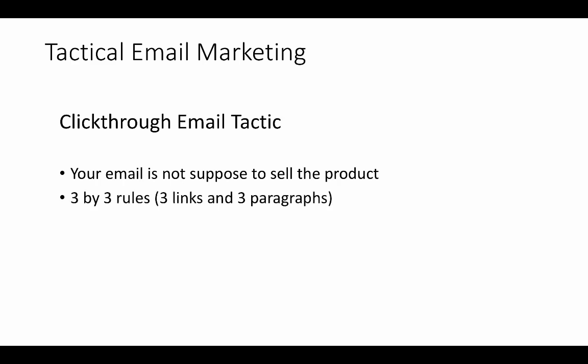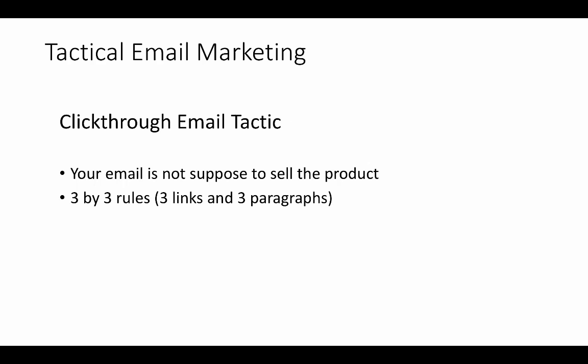Next, the 3x3 rule: three links and three paragraphs. This is how I usually write my email. It means that in the email, you should always have three links for them to click. They all go to the same link, the offer, but they should have three places to click in the email. And I usually go with three paragraphs. First paragraph, I intro it. Second paragraph, I cover some benefits. And then the third paragraph, I reinforce the call to action. And then my signature, then I may or may not have a PS there. That's it, right?